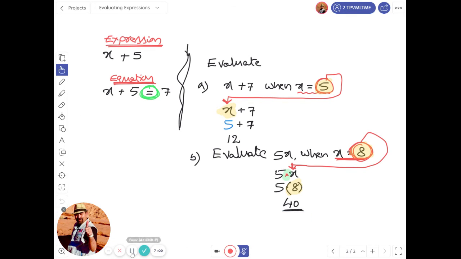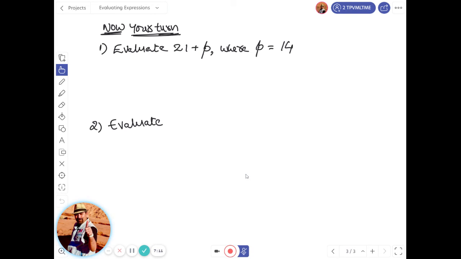Now it's your turn to evaluate 21 plus p, where the value of p equals 14. And another question is evaluate m minus 12, where the value of m equals negative 11. Okay, you may pause the video and continue working on this.